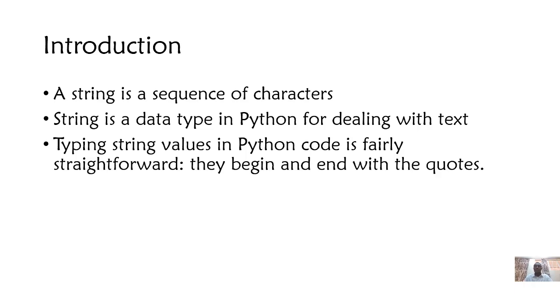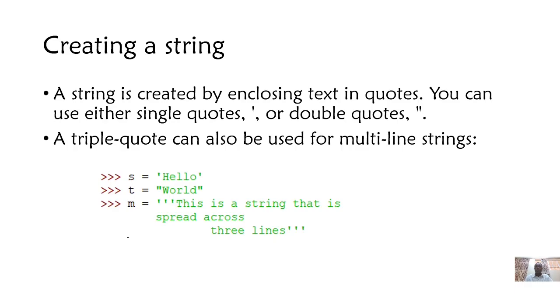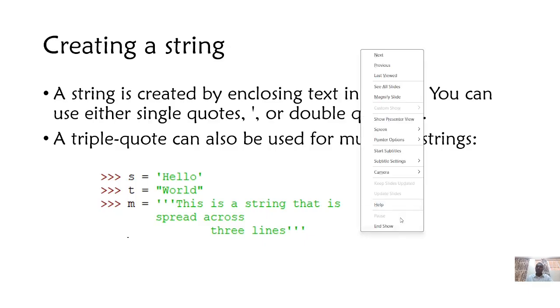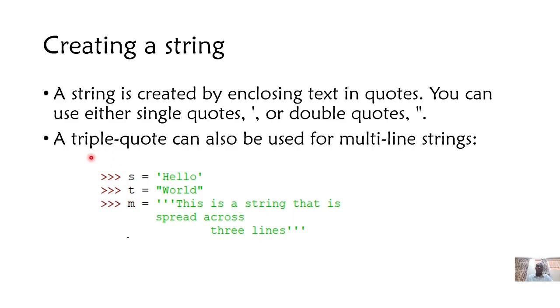Typing string values in Python code is very straightforward. So you begin and you end with quotes. So it could be a single quote or a double quote. This is how we create a string.